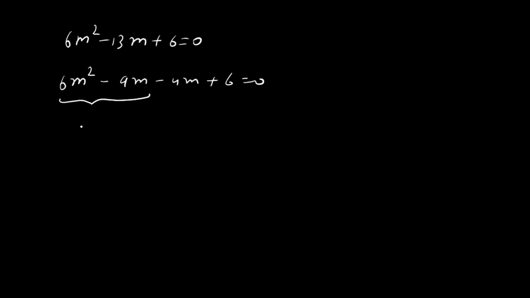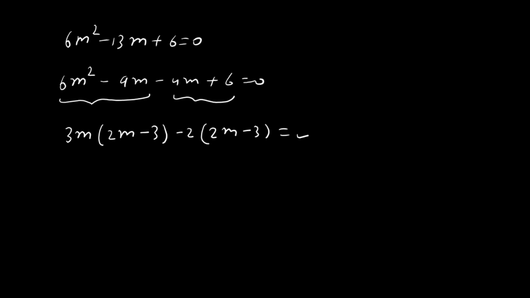Here if we take common 3 times m, then 6 times m square divided by 3 times m is 2 times m, minus 9 times m divided by 3 times m is minus 3. Here if we take common negative 2, then minus 4 times m divided by minus 2 gives 2 times m, and plus 6 divided by minus 2 gives minus 3, and this is equal to 0. Here 2 times m minus 3 is common, then we get 3 times m minus 2, this is equal to 0.